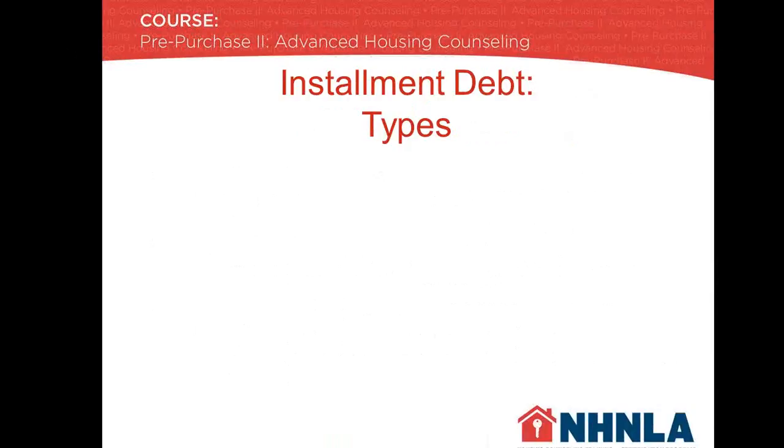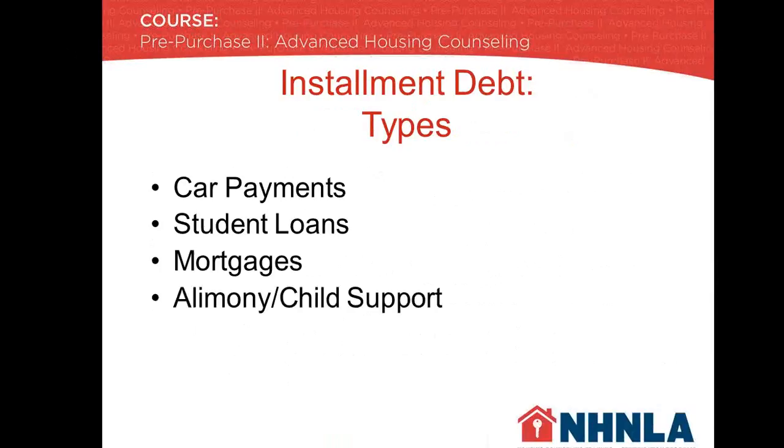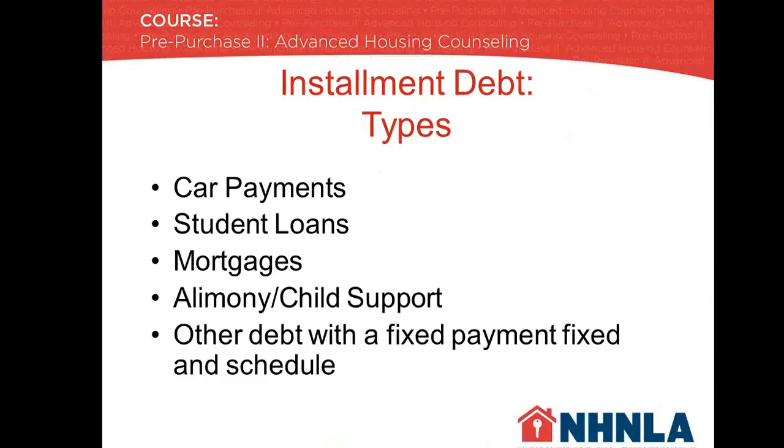For installment debt, points to consider, or types of installment debt you're looking at. You might be looking at car payments, which are installment debt, as well as student loans, mortgages. Alimony and child support is also considered an installment debt, or any other debt that has a fixed payment plan and a fixed repayment schedule.